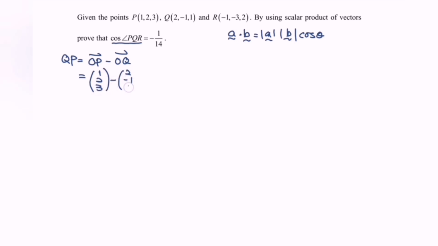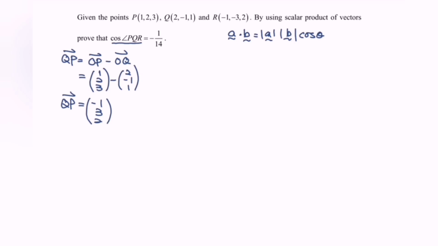Next, given the points P, Q, and R, by using the scalar product of vectors, prove the situation. The scalar product is A dot B equals magnitude A multiplied by magnitude B cos theta. What we have to do is find cos of the angle PQR, so the starting point will be Q. So QP equals OP minus OQ. Kindly substitute the values: (1, 2, 3) minus Q, (2, -1, 1). So the vector QP is (-1, 3, 2).